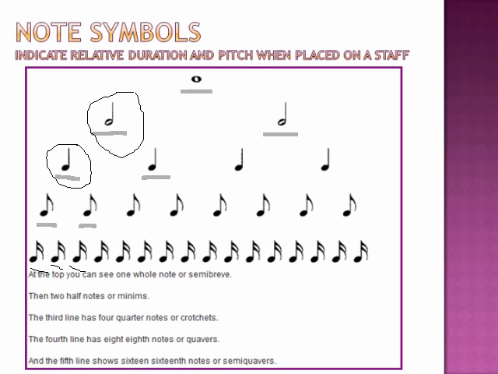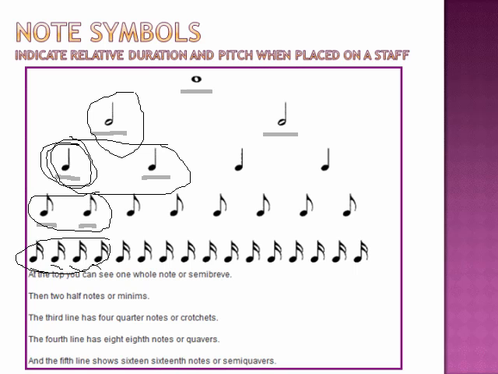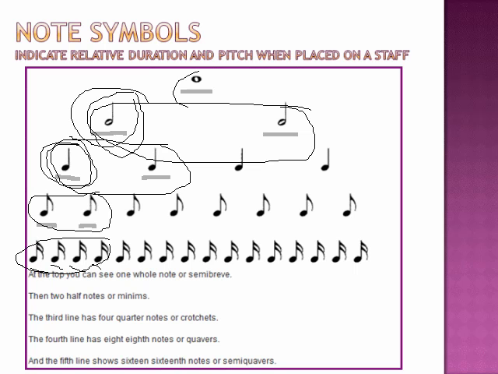Now, does a 16th note get a 16th of a beat? No, it does not. A 16th note gets a quarter of a beat. So it takes 4 16th notes, like this. These 4 16th notes equal 2 eighth notes, which equals 1 quarter note, and then 2 quarter notes equal a half note, and 2 half notes equal a whole note.